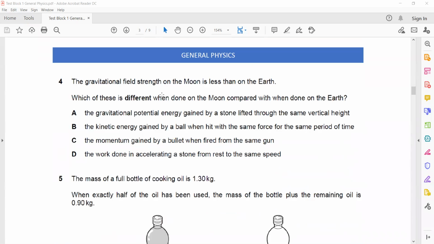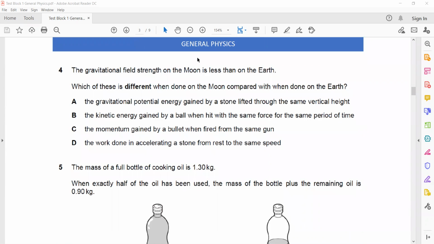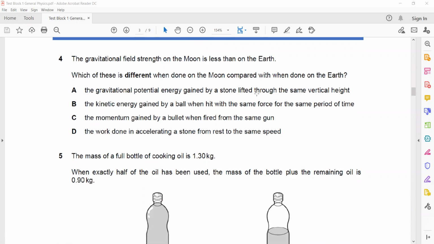The gravitational field strength on the moon is less than on Earth. Which of these is different when work is done on the moon compared to that on Earth? A, gravitational potential energy gained by and stored in a lift to the same height. That's correct, that will be different. Why? Because the gravitational potential energy is mgh. Mass is the same. Mass does not change from planet to planet.